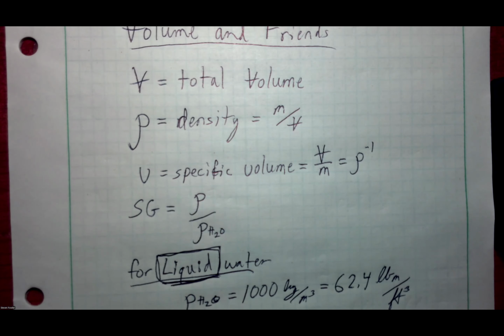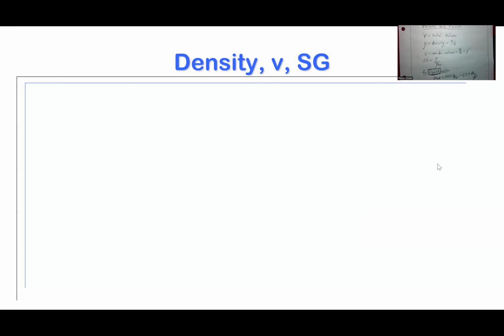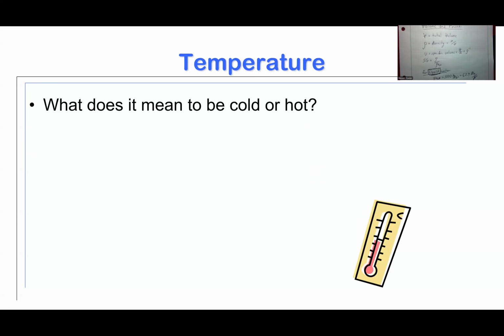Okay, that would be specific volume and friends. Now, if we talk about other properties, again, pressure, temperature, and volume are the three properties that we can feasibly measure. So if we talk about temperature, what does temperature mean? What does it mean for us to be hot or cold?